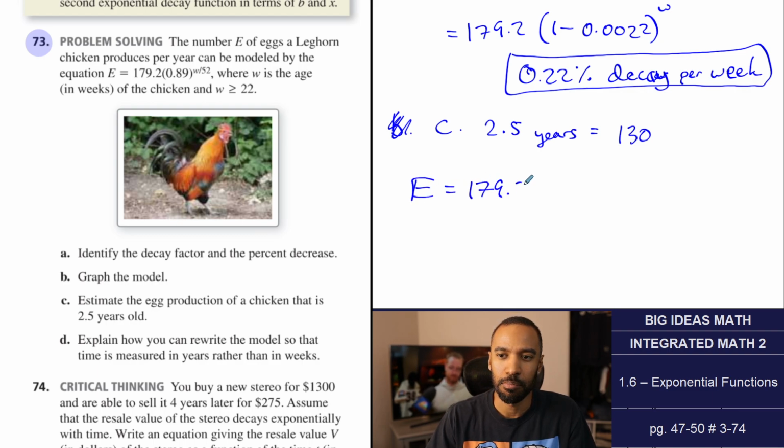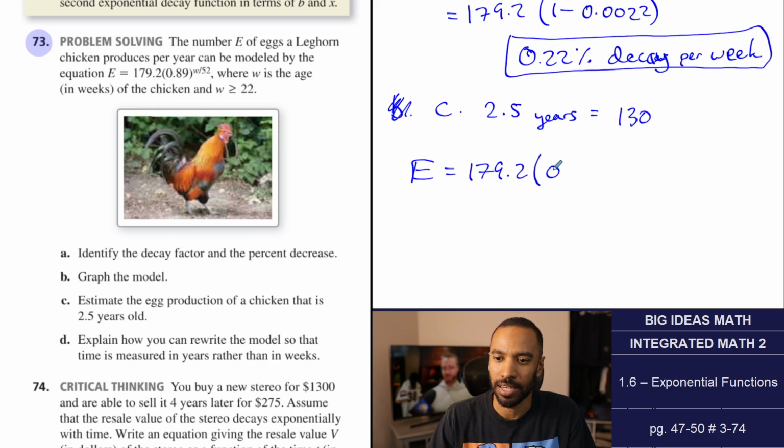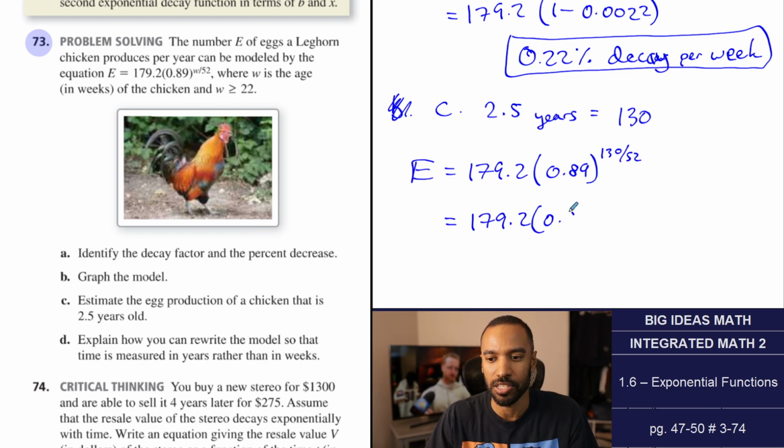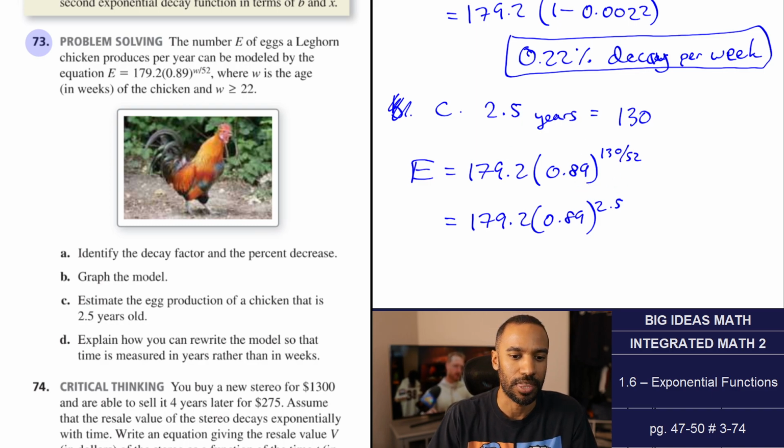So 130. So now we go to our model, right? E is 179.2 times 0.89 to the 130 over 52 power, right? That's the model. And then you can figure out the egg production of the chicken here. Well, the first thing I'm going to do is 130 over 52. What do you think 130 over 52 is? It's 2.5. So that gets you 2.5 again. So converting it to weeks just to go back to years, if you understand what your model is showing you, that was in years to begin with. This is 11% decrease per year, 2.5 years later. Now let's compute that. But anyway, it's a little redundant to go back and forth that way, basically, because you're back to where you started.